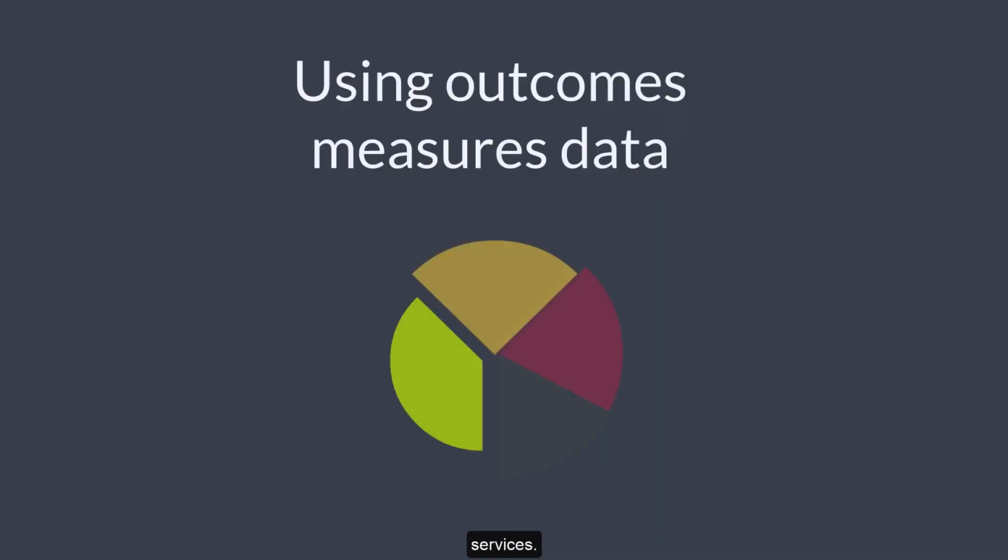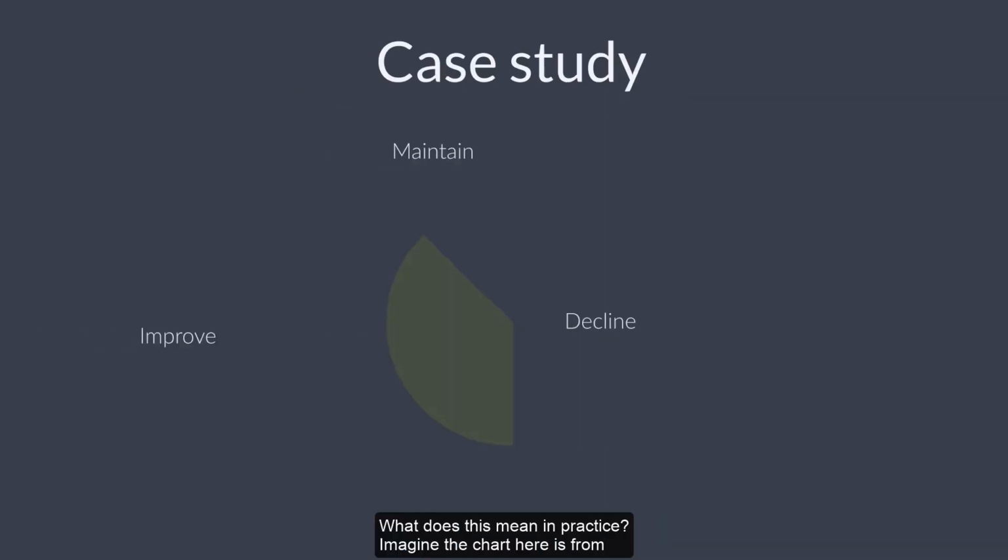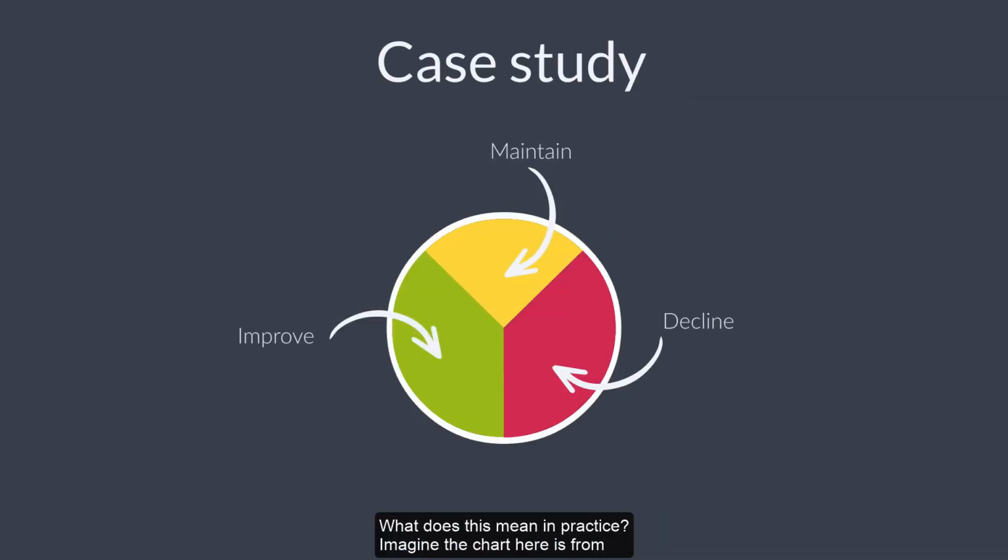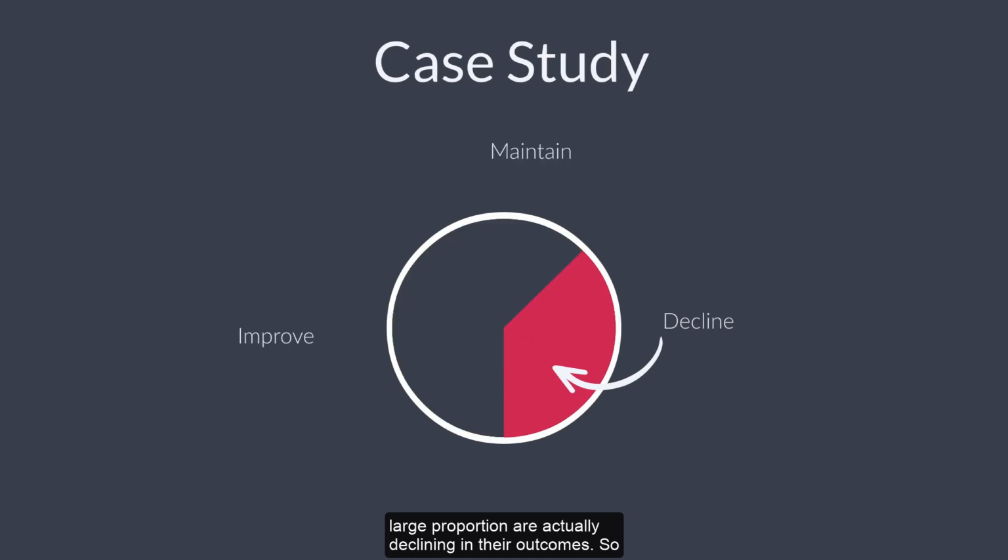So let's have a look at using outcome measures data at a service level to develop information and intelligence about clinical services. What does this mean in practice? Imagine the chart here is from your service. It shows the proportion of autistic children with language difficulties on your caseload who improve, maintain, or decline in their therapy outcome measures for participation after a period of therapy. It shows there's quite a large proportion who are actually declining in their outcomes.